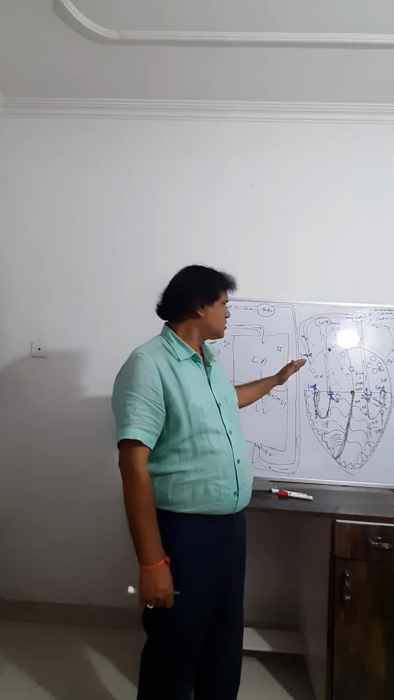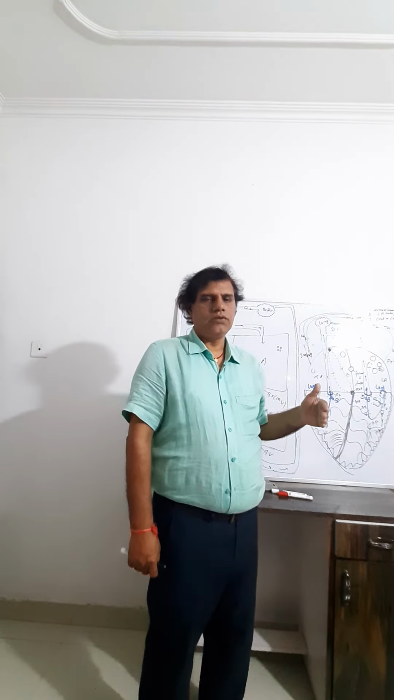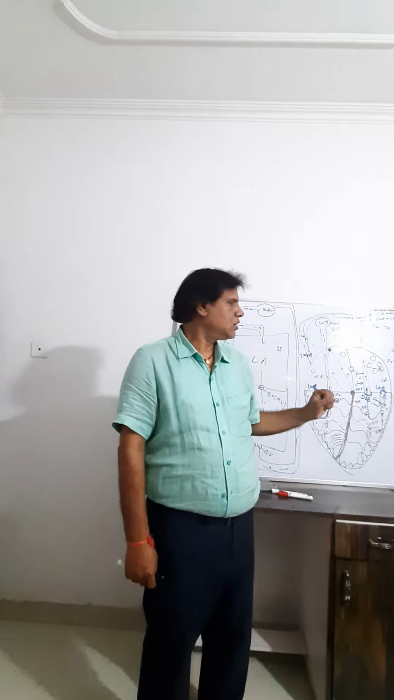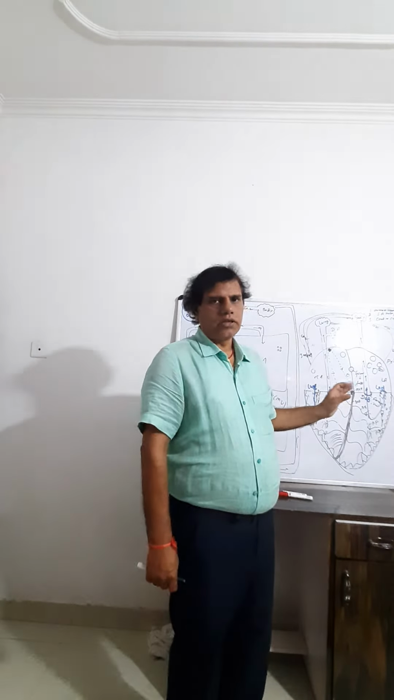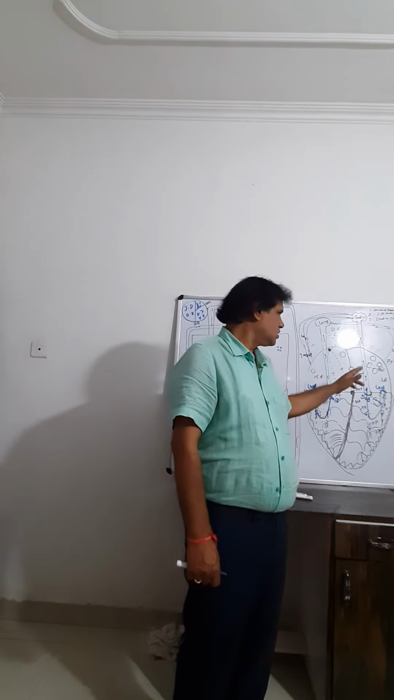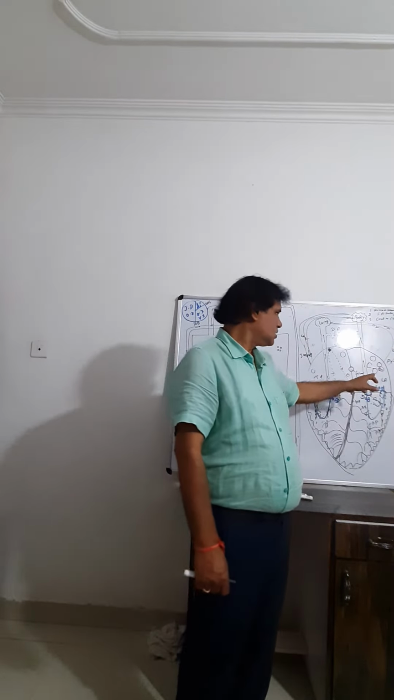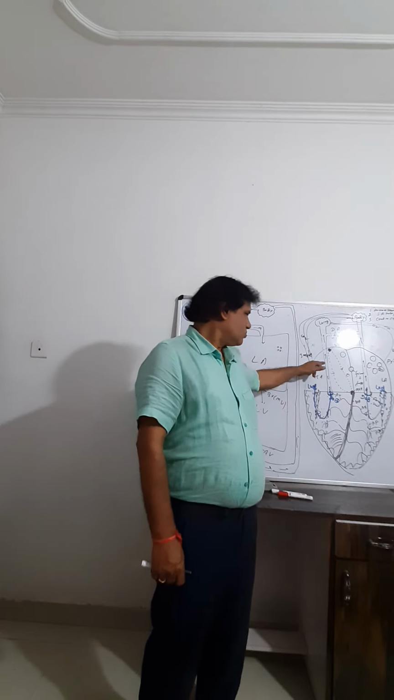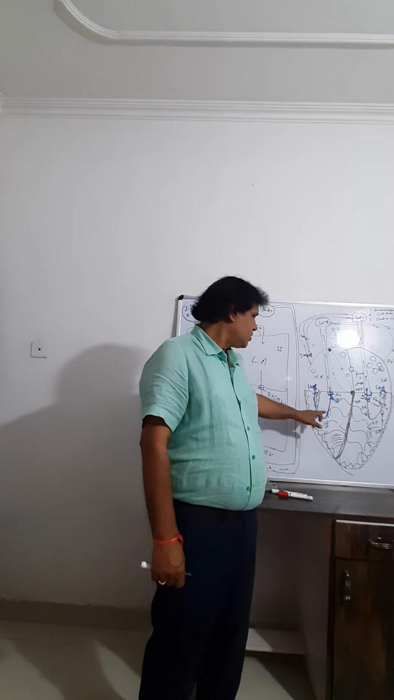The right auricle receives blood from the superior vena cava, inferior vena cava, and coronary sinus. So there are three openings in the right auricle, and it receives deoxygenated, impure blood. The left auricle has four openings from the pulmonary veins, so it receives oxygenated blood.